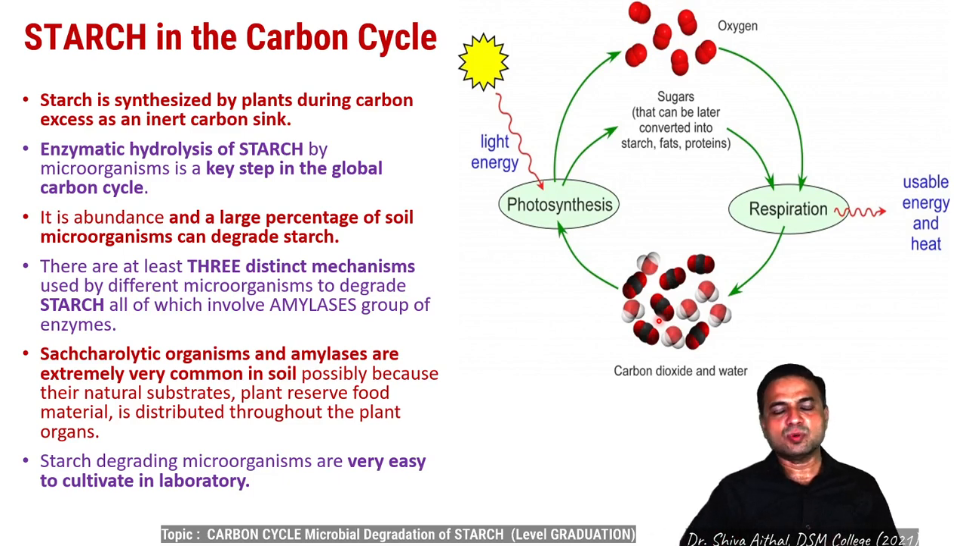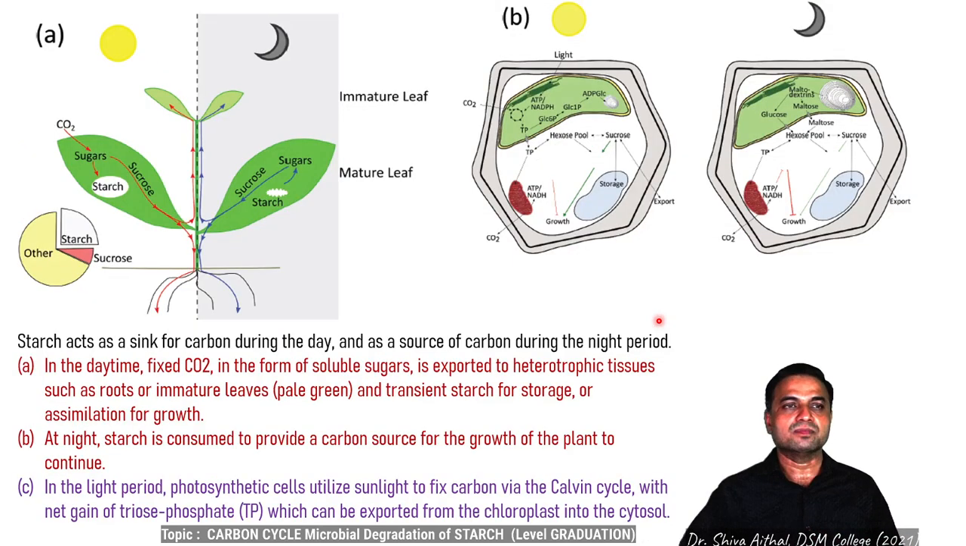These amylase producing organisms are very common in soil because their natural habitat is soil, and the plants' natural habitat is soil, and the plant reserve food material is distributed throughout the plant kingdom. So starch degrading microorganisms, as compared to cellulose degrading ones, are very easy to cultivate. Cellulose degrading bacteria or fungi are very hard to cultivate, unlike these.